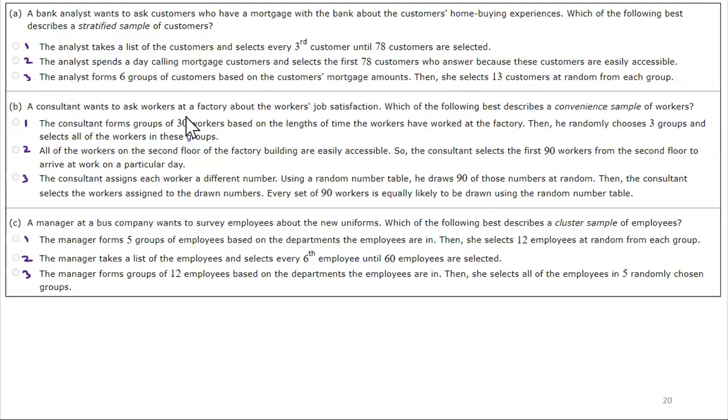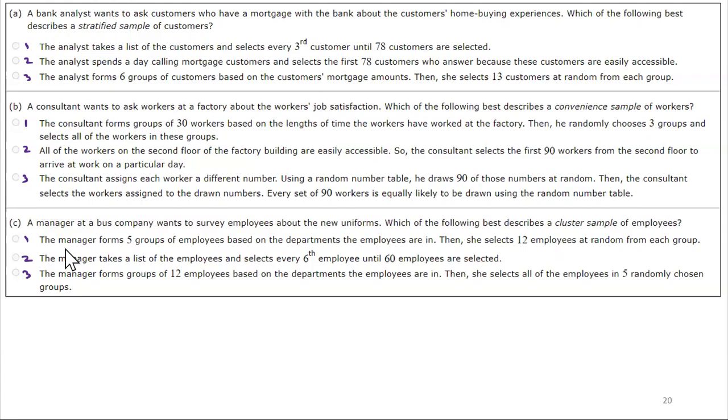Okay. Part B, a consultant wants to ask workers at a factory about the workers' job satisfaction. Which of the following best describes a convenience sample of workers? All right, so for that one, the answer is number two. All of the workers on the second floor of the factory building are easily accessible, so the consultant selects the first 90 workers from the second floor to arrive at work on a particular day.